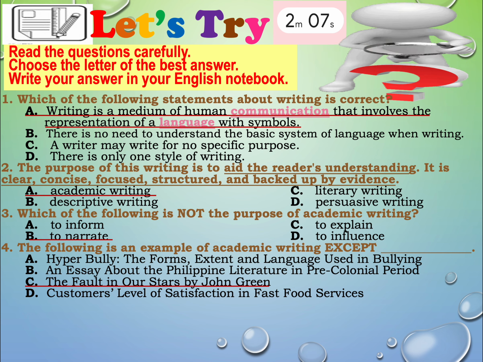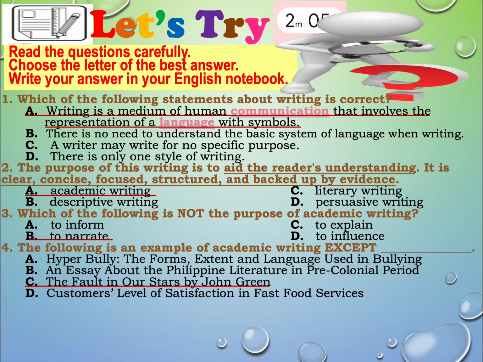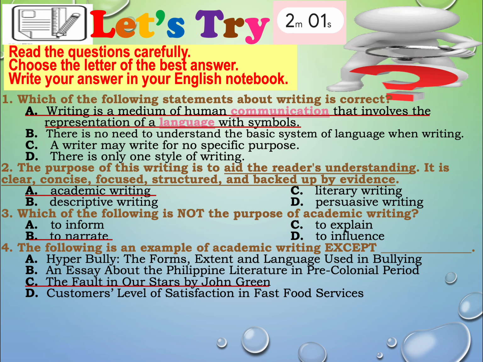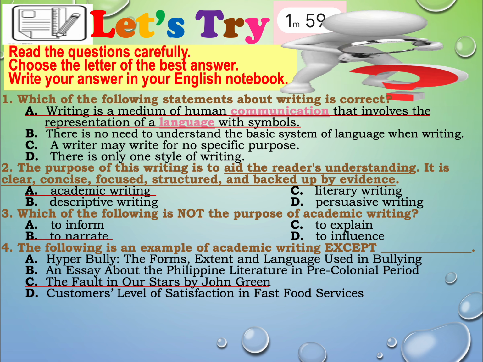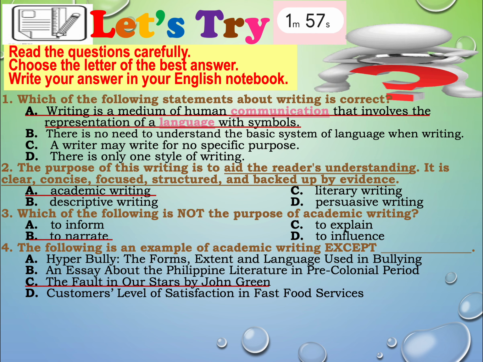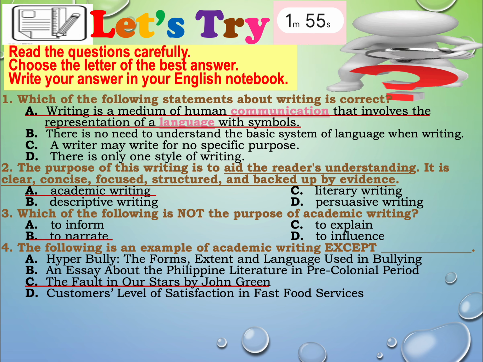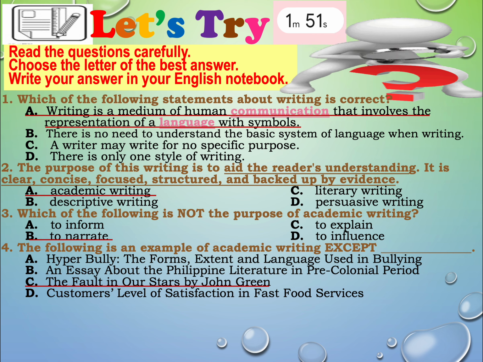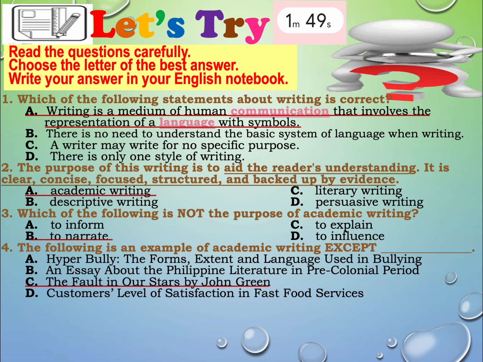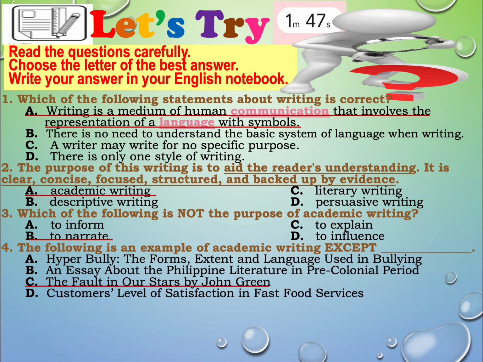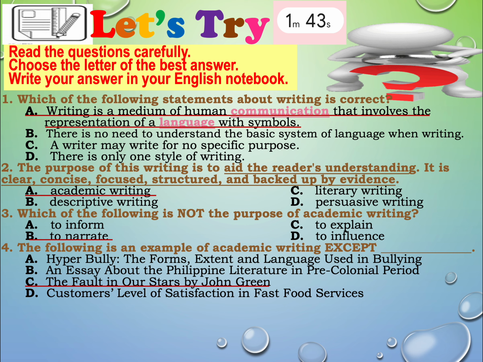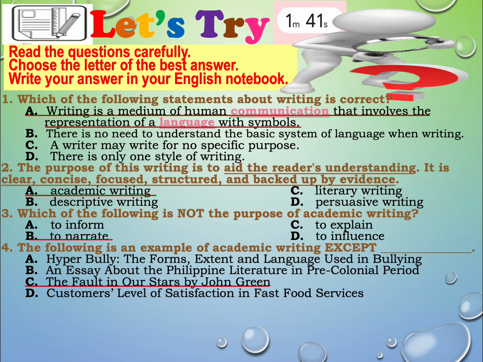Splendid, letter C. The Fault in Our Stars by John Green. Now, it's a novel, or a story. Therefore, it is not an academic writing. Whereas the others, the first one, letter A, is an example of a study. Letter B is an example of an essay about a certain period of time. And letter D is an example of a textbook or a module. Therefore, it all uses academic writing.